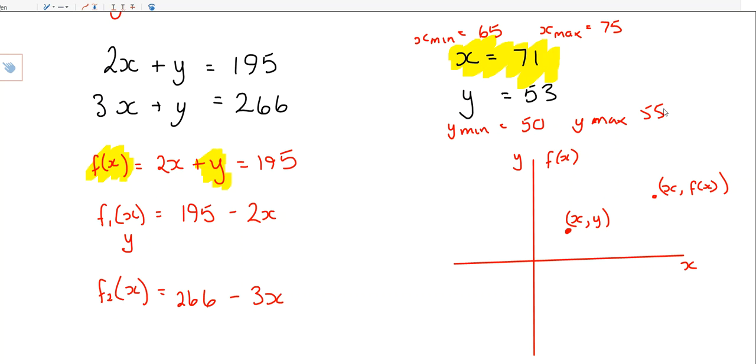Alright, so we found the intersection. So what did it look like, by the way? Just a line. In what direction? So we've got two lines that basically do this, yeah? And we've got a crossing point there, and we know that the x value is 71 and the y value is 53. Okay? So that's how we can do it graphically.